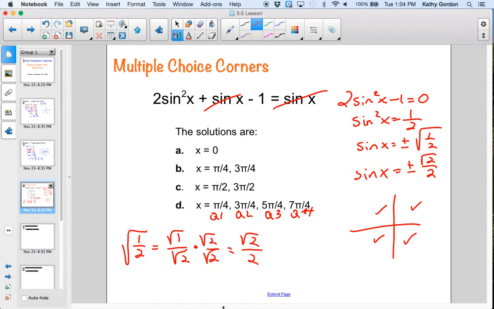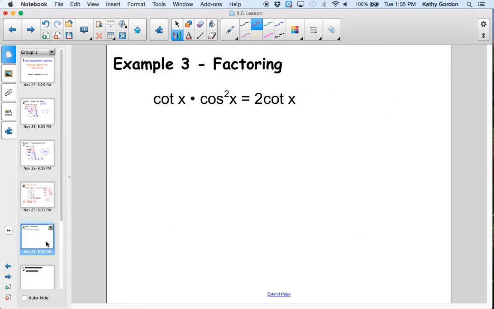Any other questions? All right, next example. The next 2 may seem a little less intuitive.